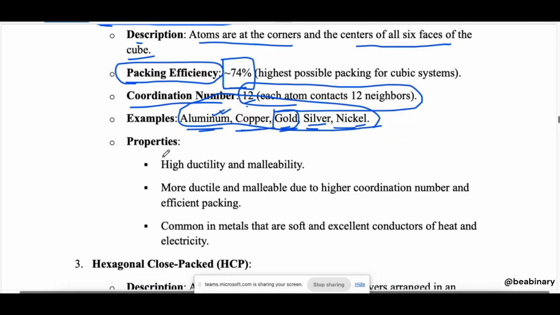Okay, if we talk about the properties, then higher ductility and malleability. Higher ductility means you can stretch. Malleability means how you can spread the materials. Okay, if you stretch and you can spread the material, that's the malleability.